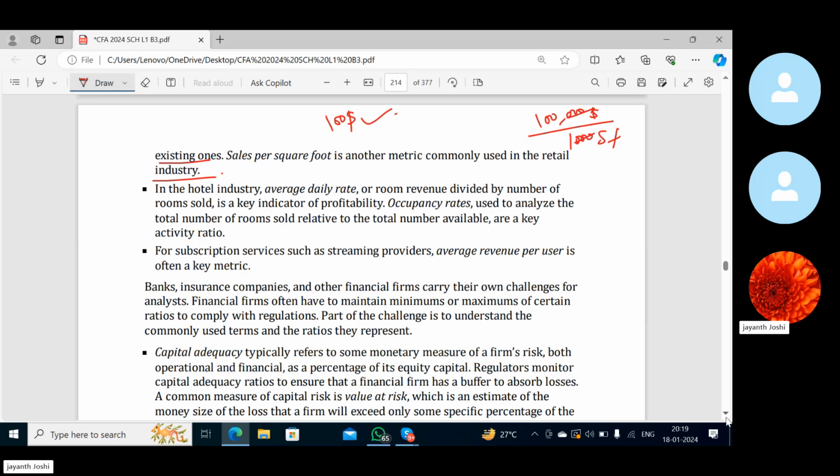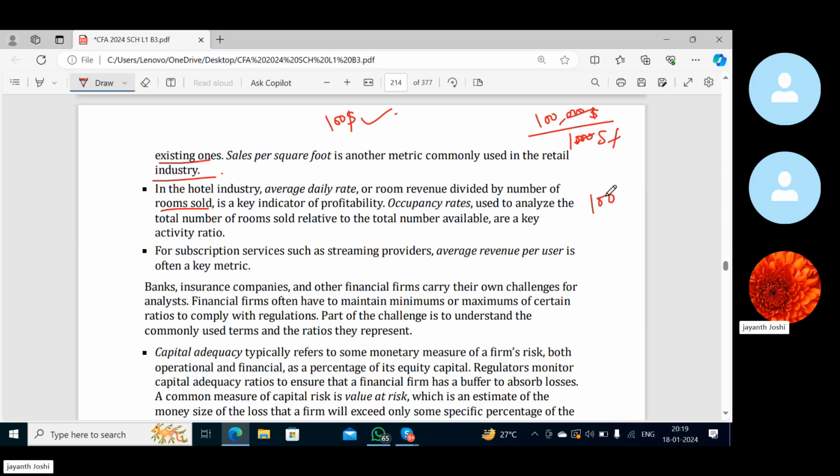In the hotel industry, average daily rate, or room revenue divided by number of rooms sold, is a key indicator of profitability. So what are they mentioning in the hotel industry? Average daily rate. That means room revenue, whatever the revenue you have generated, divided by the number of rooms sold. Say a hotel has 100 rooms.